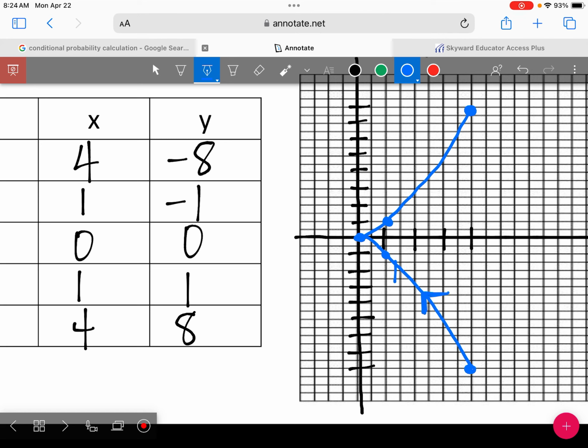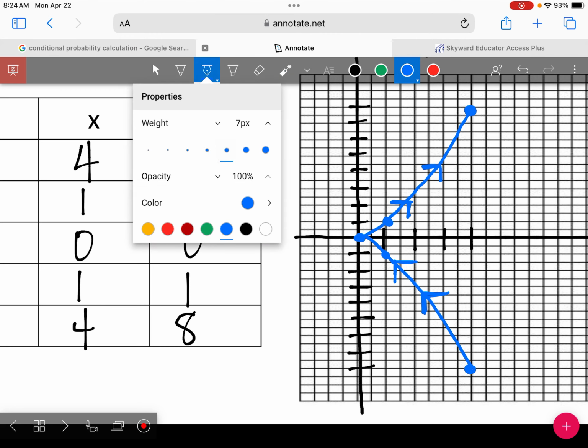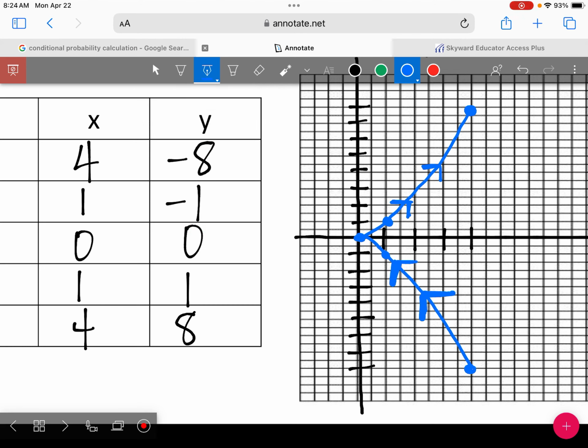And then make sure you add your arrows to show the direction of the curve. So this curve began down here at 4, -8, and then it traveled up and out. So that's the direction. So you only need to put a few of those little arrows on there. Let me make my arrows a little bolder so you can see them. And that's it.